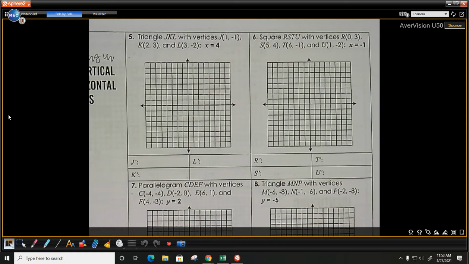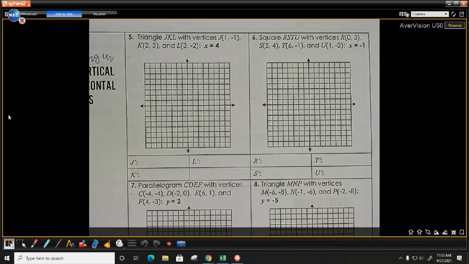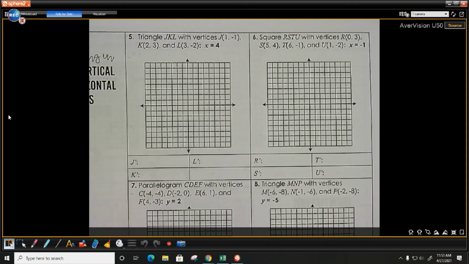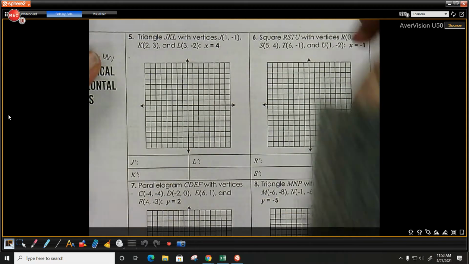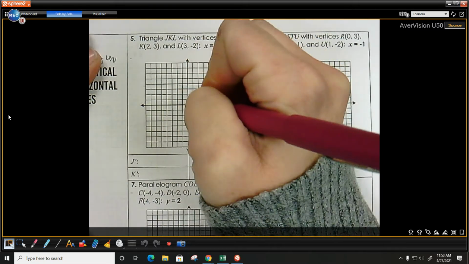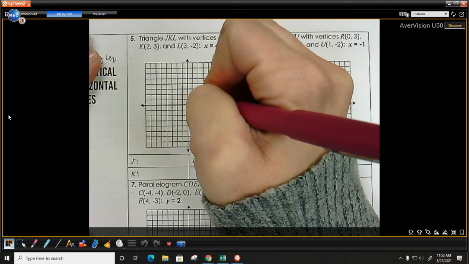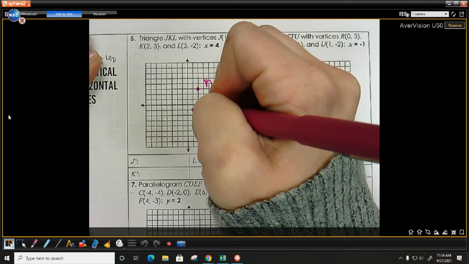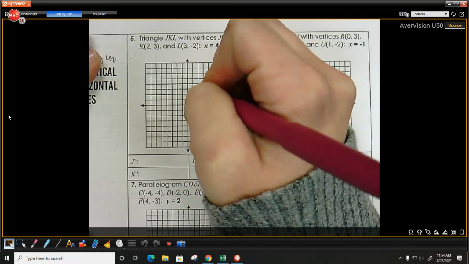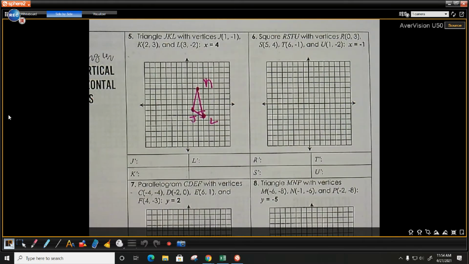Okay, so these we're not really going to be able to just use a formula for. We are, in fact, going to have to plot the pre-image. So let's plot triangle JKL. So 1, negative 1, 2, 3, and 3, negative 2. Okay, then the line we are reflecting it over is x equals 4.